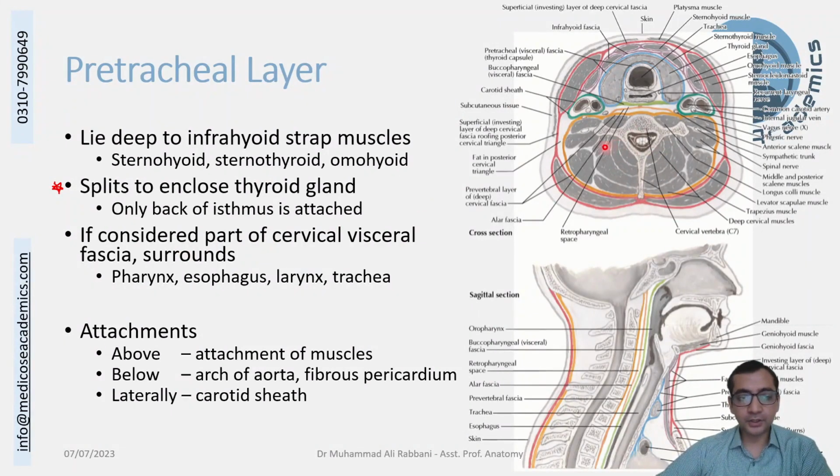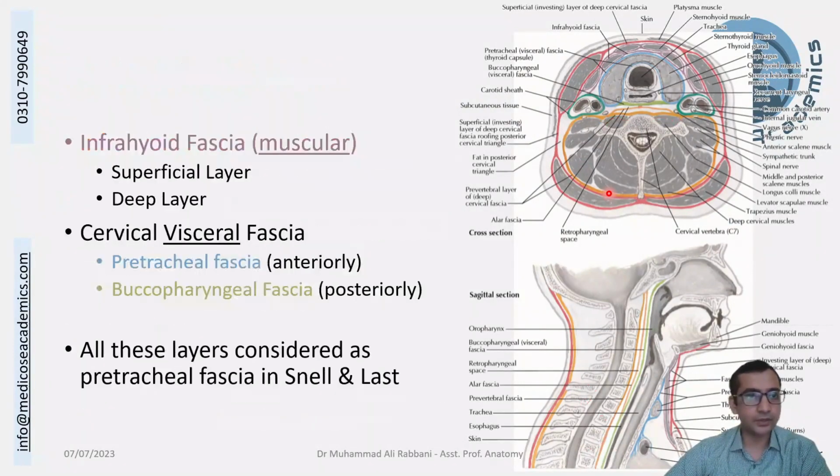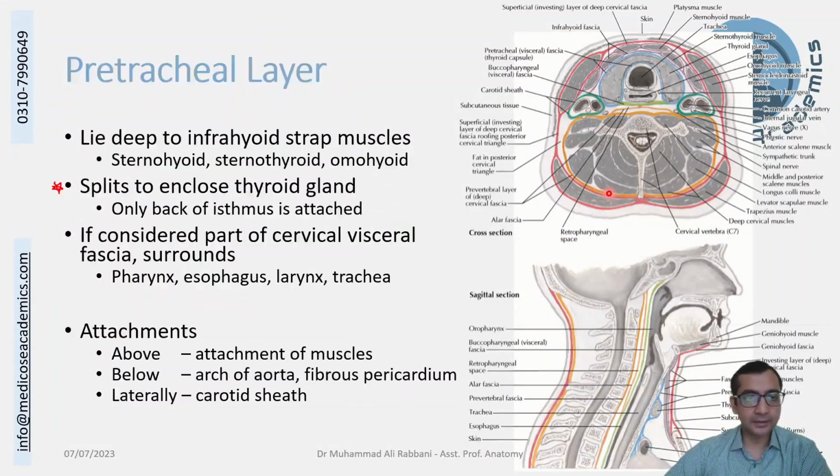So if we have discussed all of these things, I think that slide is repeated. We discussed all of these here, but let me go through them again by text in front of you. When it's talking about pretracheal fascia here, I'm talking about all of these. I'm talking about infrahyoid superficial deep layers, pretracheal layer, and buccopharyngeal layer.